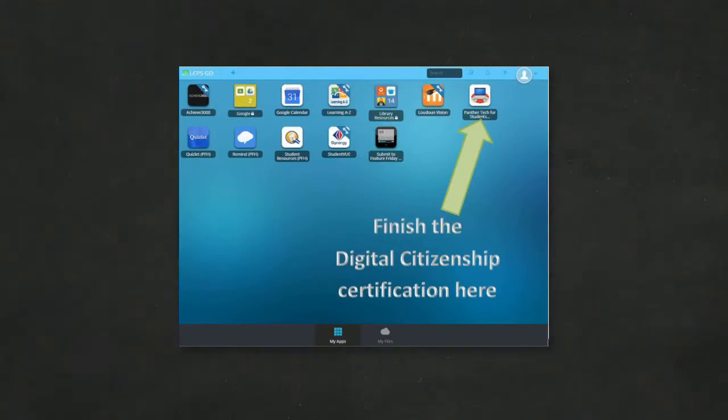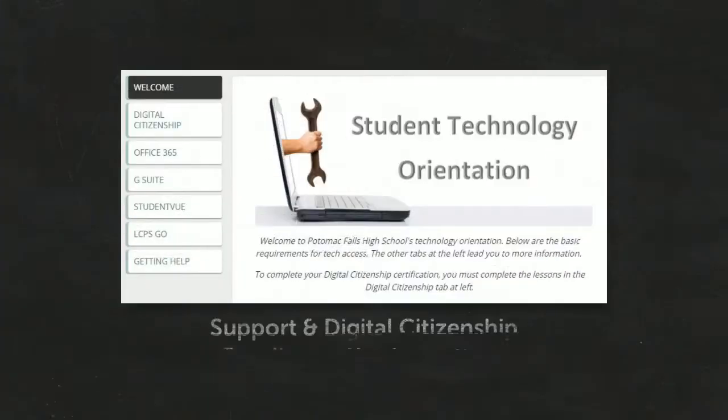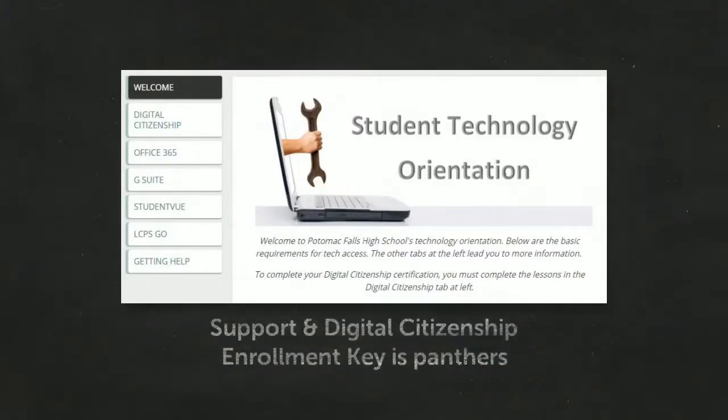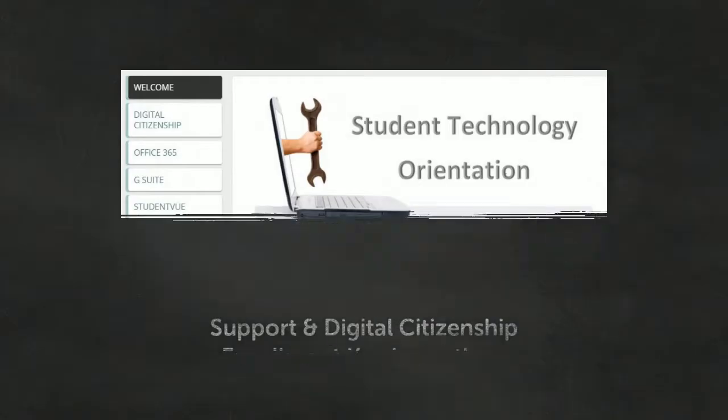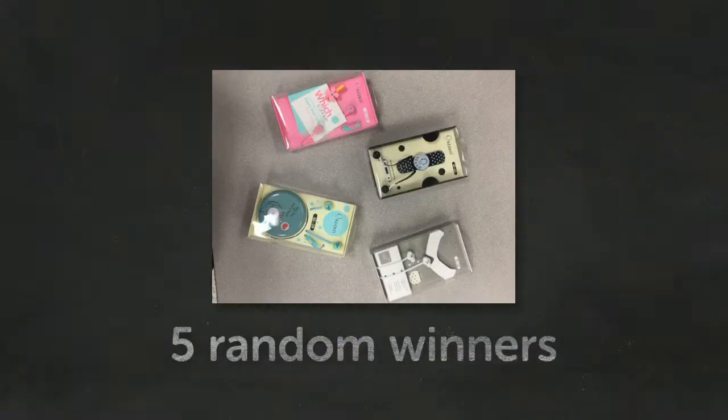Another important app is this link with the Life Preserver on the computer. That gives you access to some activities that will get you digital citizenship certified. You can come to this site for tech support and for the digital citizenship. The enrollment key for the course is Panthers. If you finish the digital citizenship certification, though, you will be entered to win a set of earbuds.